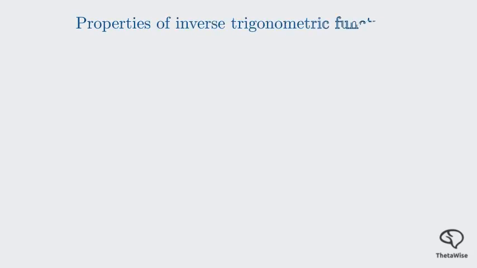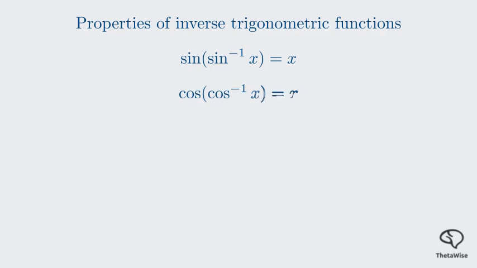Because inverse functions undo each other, they have some powerful properties when you compose them. Let's see them. The property is that a trigonometric function of its own inverse is simply x. For example, sin of sin inverse of x equals x. Similarly, cos of cos inverse of x is x, and tan of tan inverse of x is also x.